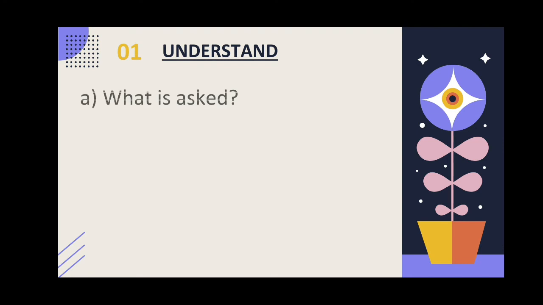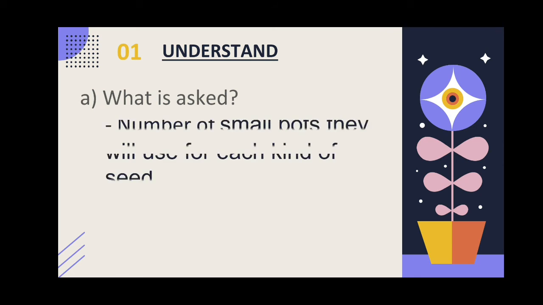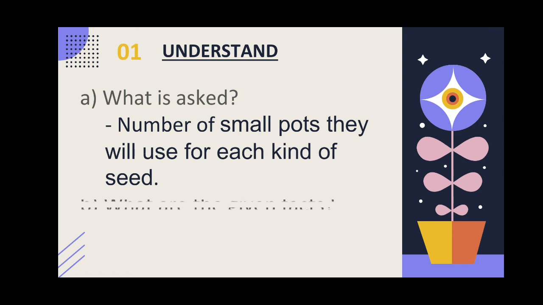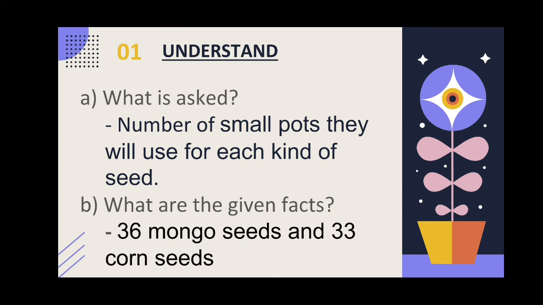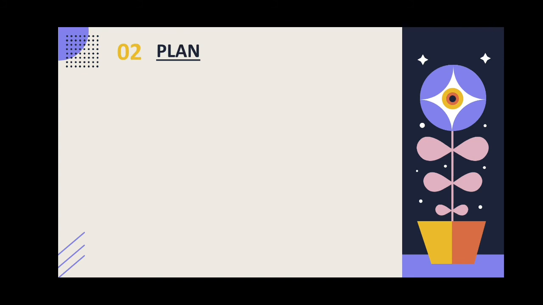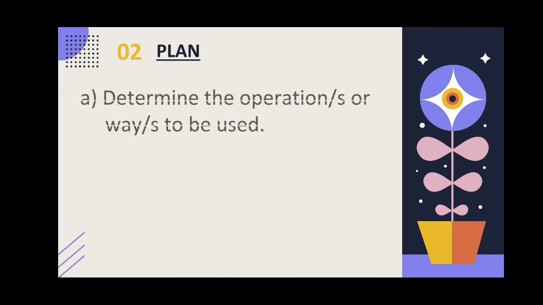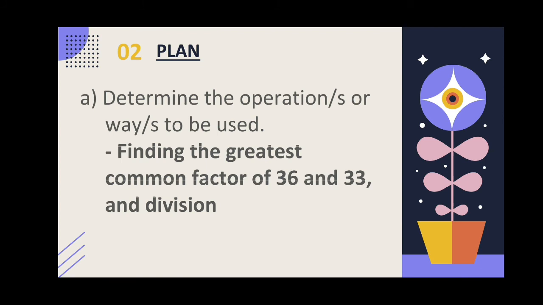Now let's follow the steps. Step 1 is understand what is asked. The number of small pots they will use for each kind of seed. What are the given facts? 36 mango seeds and 33 corn seeds. Now let's plan. Determine the operations or ways to be used. So we're going to find the greatest common factor of 36 and 33, and then we're going to perform division.